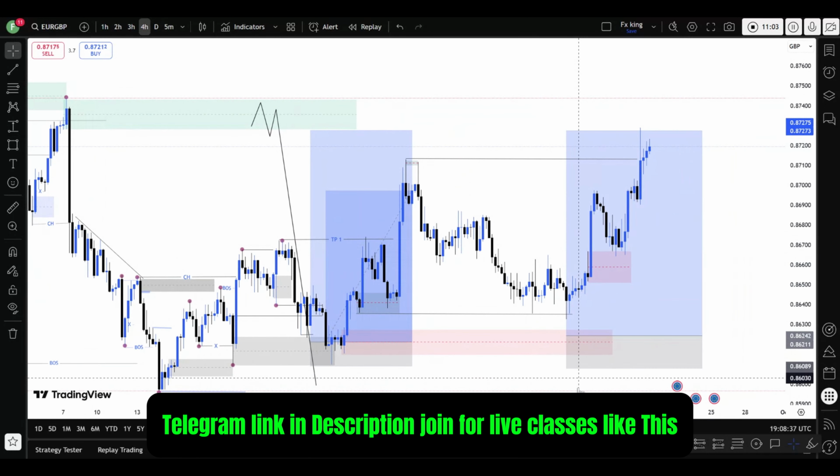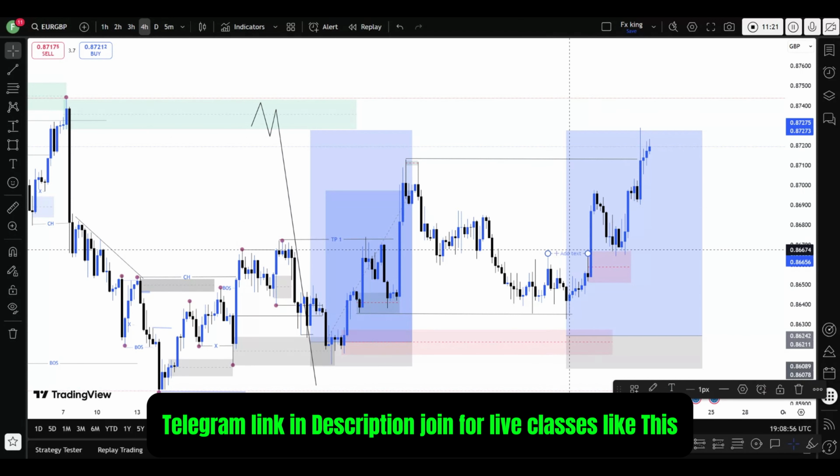Now, there is an entry model which I talked about that the majority of people don't yet know about. It's when the market sweeps an old low, and goes ahead to create a change of character, which it rightfully did here.